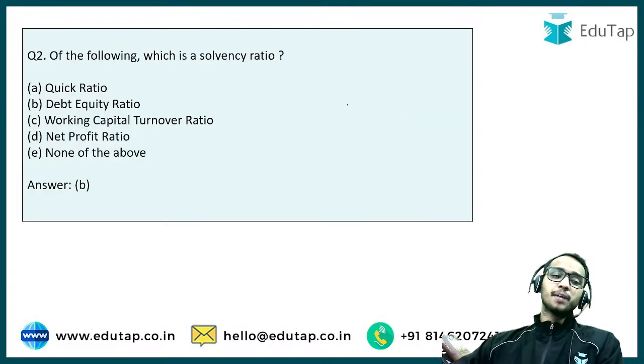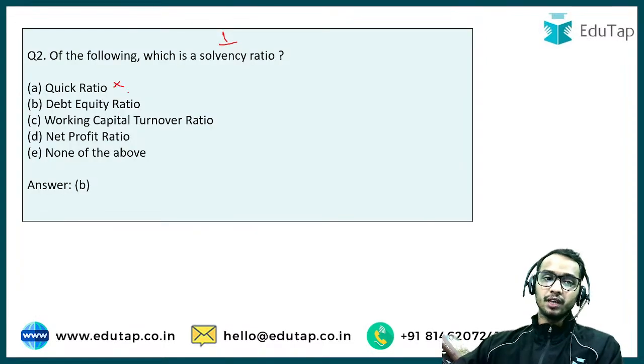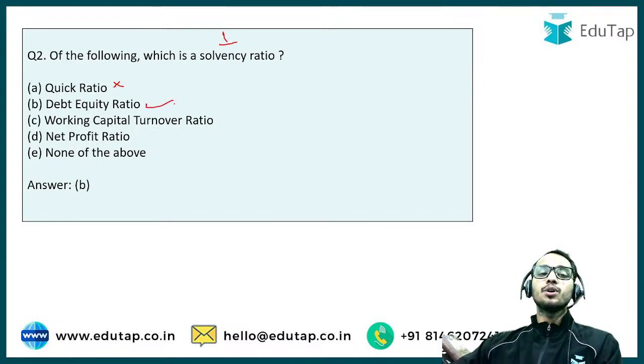Okay, let's get back to the question. It says, which of the following is a solvency ratio? So quick ratio comes under the liquidity ratio, so it should not be the answer. Debt equity ratio comes under what? It comes under solvency ratio.